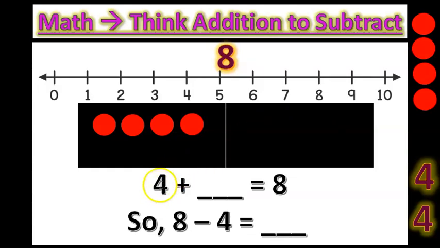What number is this, boys and girls? 4. Good job. So therefore, we're going to have to find number 4 on the number line, which is here. Now, we're going to find this number now. What is this number? 8. So we're going to have to go over here and find 8, which is here. Now, we're going to start at 4. We're going to stop at 8.